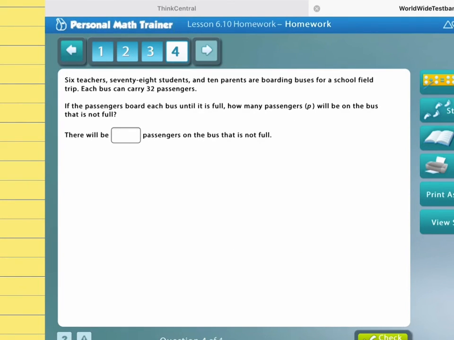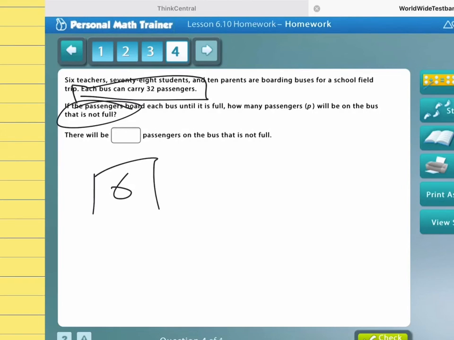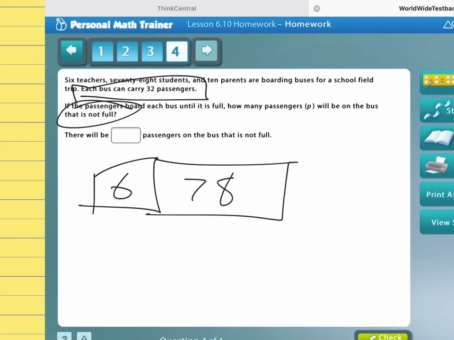6 teachers, 78 students, and 10 parents are going on buses for a field trip, and each bus carries 32. If the passengers board each bus until it's full, how many passengers will be on the bus that is not full? So basically, we're looking for the remainder. So let's figure this out. We got 6 teachers. I'm going to do a bar model. We got 78 students, and we have 10 parents. So that is a total of 88, 94.